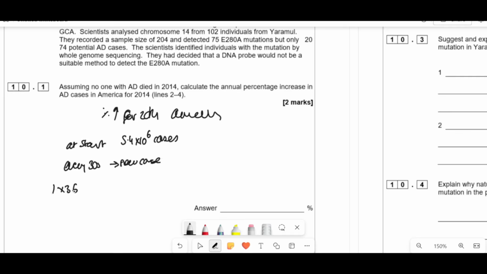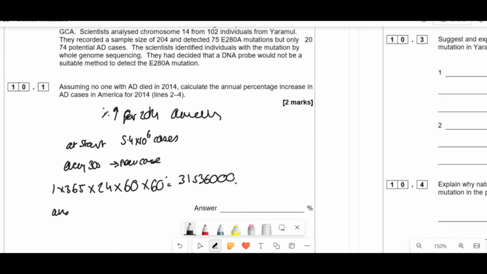So 1 times 365 is how many days, times 24 is how many hours, times 60 is how many minutes, times 60 is how many seconds. Because 60 seconds makes a minute, which makes an hour, and 24 hours makes a day, and there's 365 days in a year. So we need to work that out first to find out the total time in seconds. If we do that, we get 31,536,000.